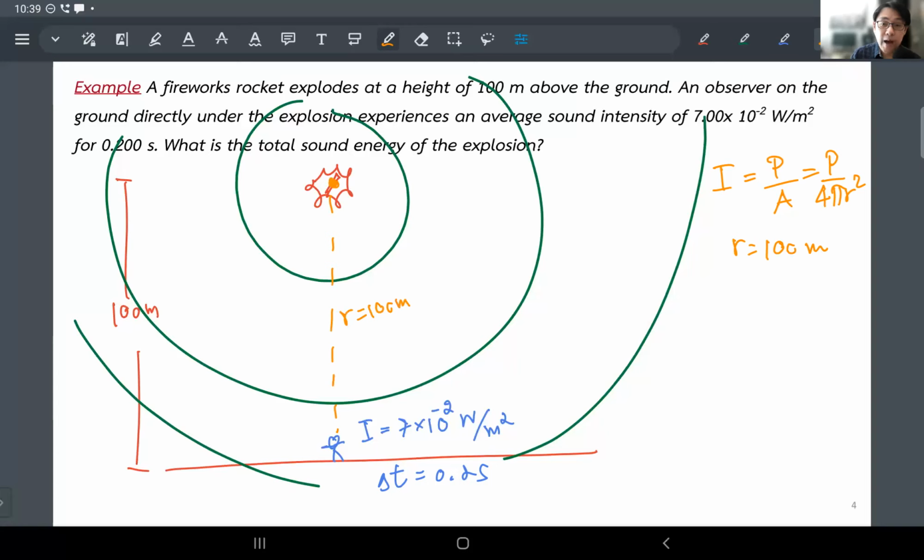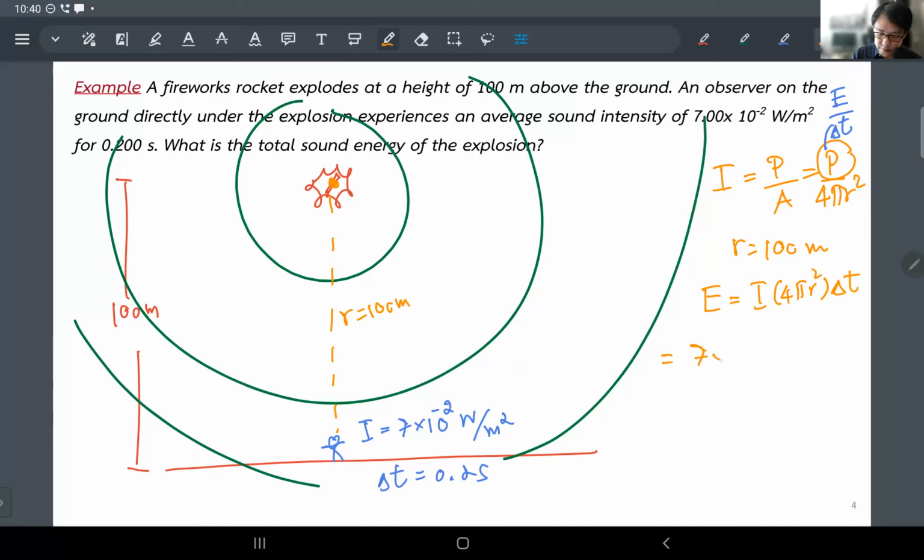But what they want is not the power. They want the energy. We know further that the power can be written as the energy from the source per time interval. You can put delta t or t if you like. So from that, I can write E to be I, intensity, times 4 pi r squared times delta t. You with me? I just move everything to the other side and leave E, the final answer we would like to calculate. And the rest, all you need to do is plug in the numbers.